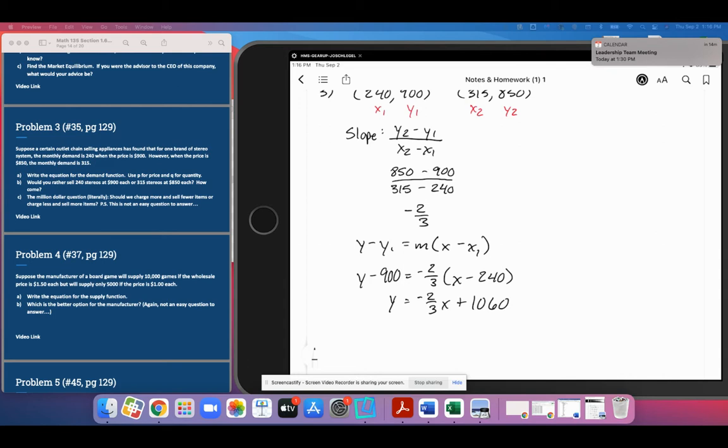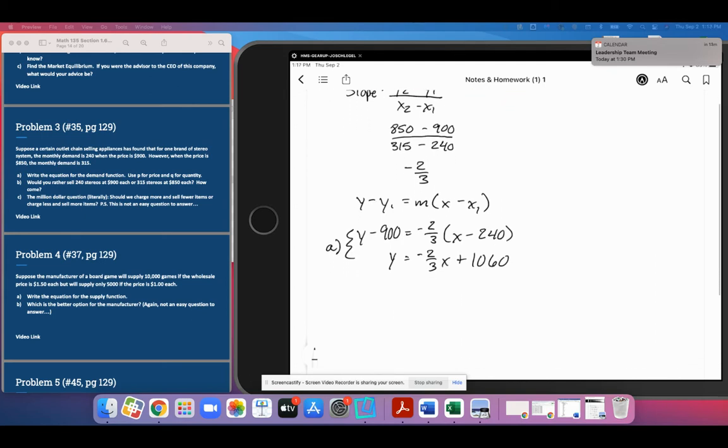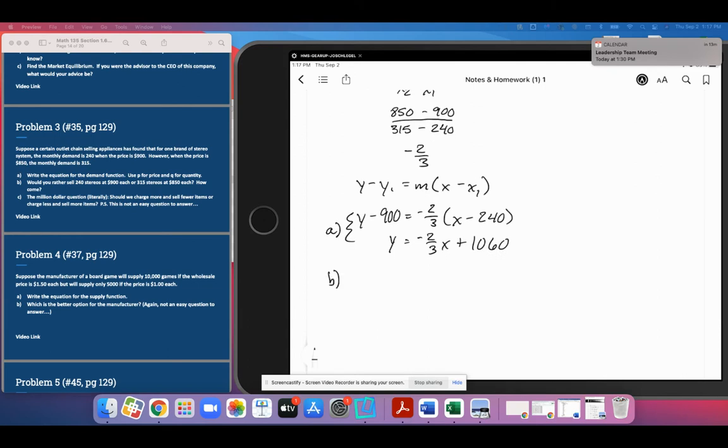And so that's part A. And remember, either one of these could be used for part A. We do prefer the second one because it gives us more information. So part B: would you rather sell 240 stereos at $900 each or 315 at $850 each, and how come? So let's do a quick little bit of math here. If we sell them for 900 and we're able to sell 240 of them at that price, or we drop the price to 850 and we were able to sell 315 of them, which one of those would be better for us from a revenue standpoint?